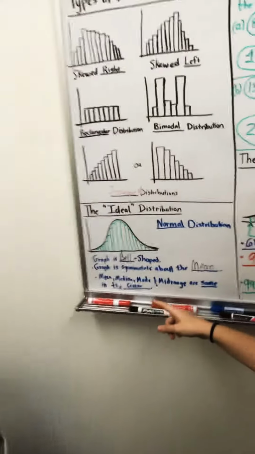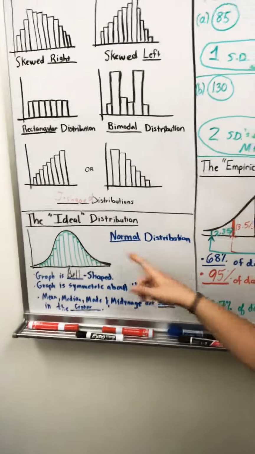Also, we noticed that different types of distributions and how the ideal one was our normal distribution because of the high degree of symmetry and because we had our mean, median, and mode and mid-range all the same in the center of that graph.